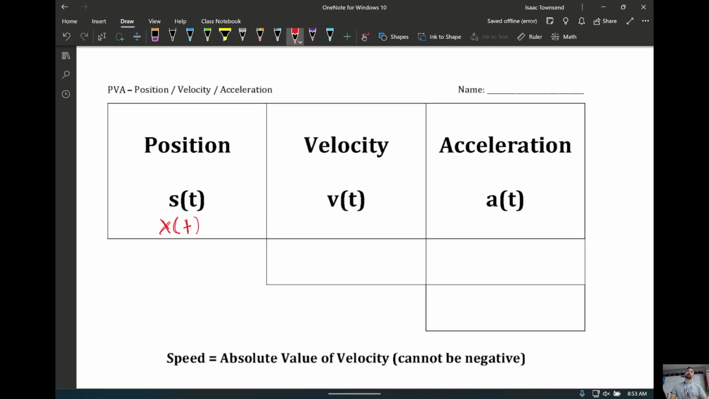So a position equation you would use if you want to know where something is at a particular time. You want to know where it's at time 2, you plug 2 in for t. You want to know where it's at 10 seconds, you plug in 10 seconds for t.